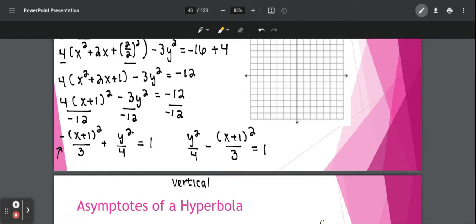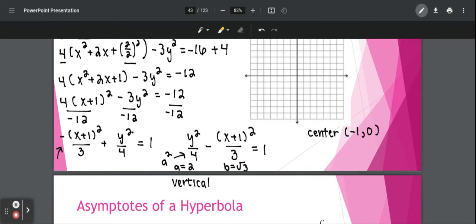And so if we're graphing this, we know the center. If we look at the center, our h is always with the x. So our center is at negative 1, 0. In this case, our 4 is our a squared. So our a equals 2, and our b would equal the square root of 3 if we needed that.